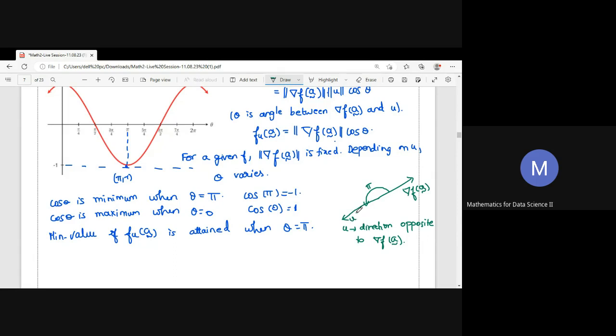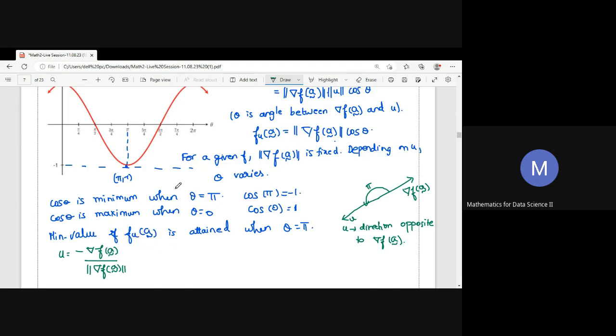So how can we define u? You know that u is a unit vector, and it is in the opposite direction. So you can write u is equal to minus del f of a tilde, and since it is a unit norm, you have to consider it divided by the gradient norm. So this is the u where f_u of a tilde is attaining its minimum value.